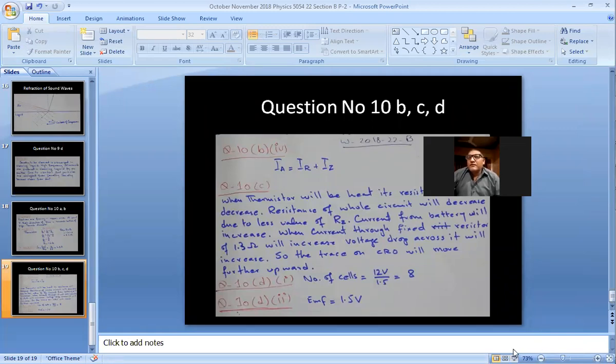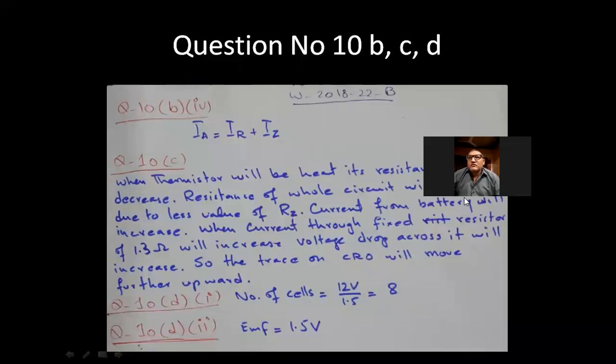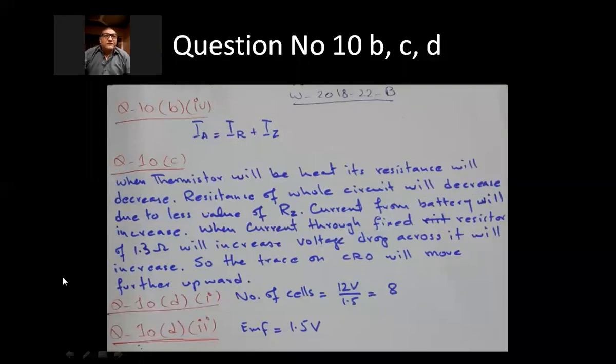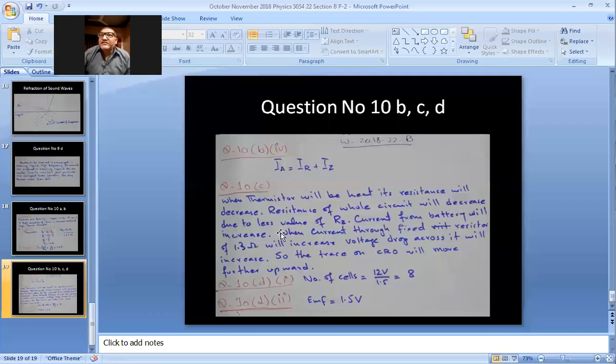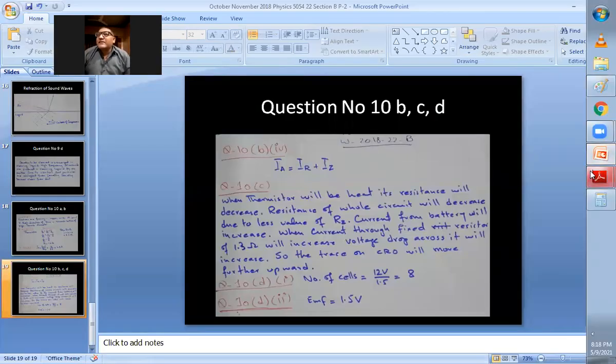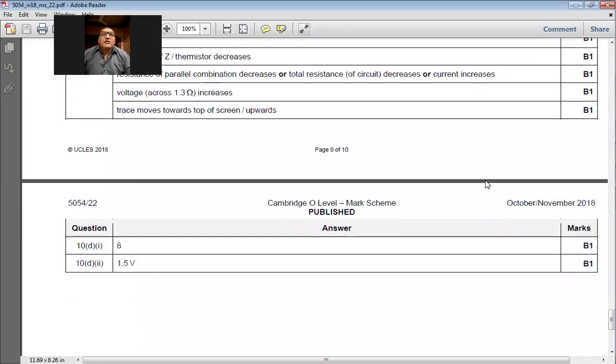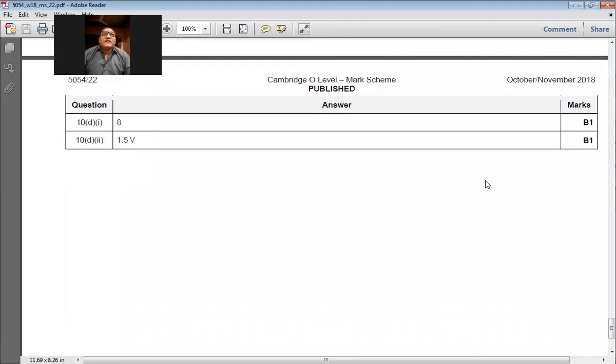Here we go. So number of cells will be 12 volt divided by 1.5. So there will be 8 cells, and when you connect these 8 cells in parallel to each other, the EMF of the whole combination will still be 1.5 volts. So let's check the marking scheme. So this is the answer. You can see our answers are right.